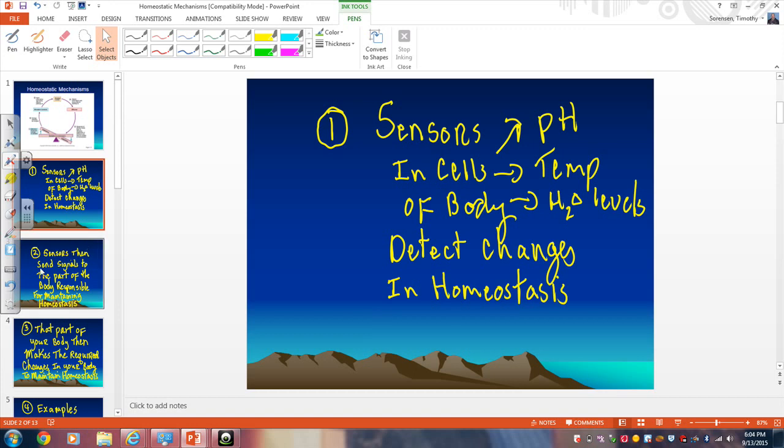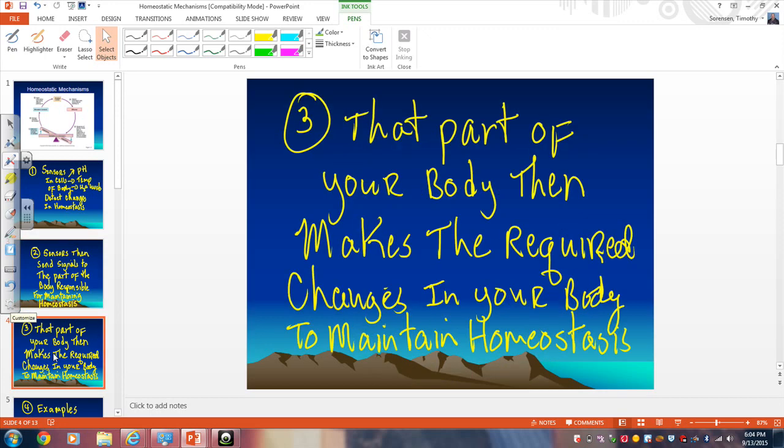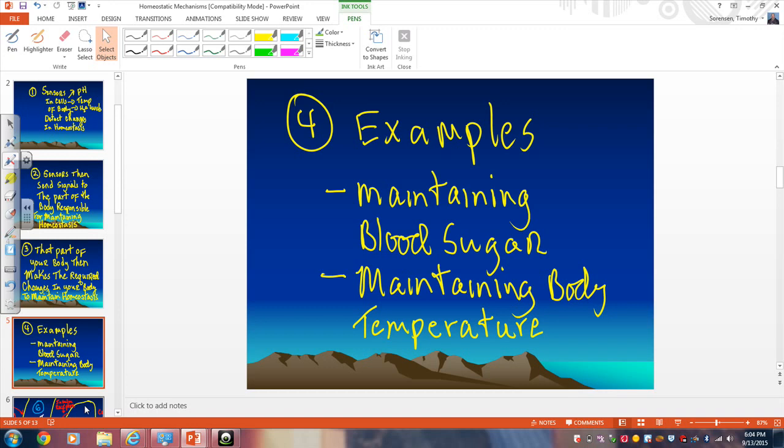And when they do, these sensors then send signals to the part of the body that's responsible for maintaining homeostasis. It is then that part of the body that's got to kick in and make the required changes to get you back to homeostasis. So the 3 examples that I'm going to give you are how you maintain your blood sugar, and then how you maintain your body temperature, both when you get warm and when you get cold.